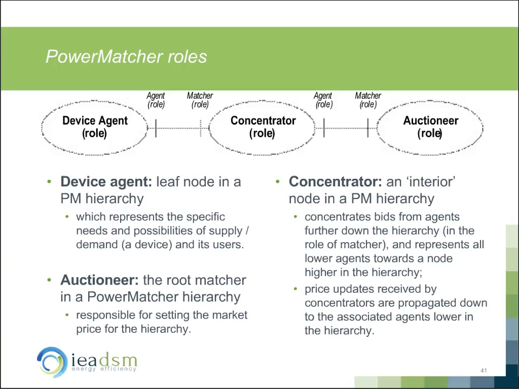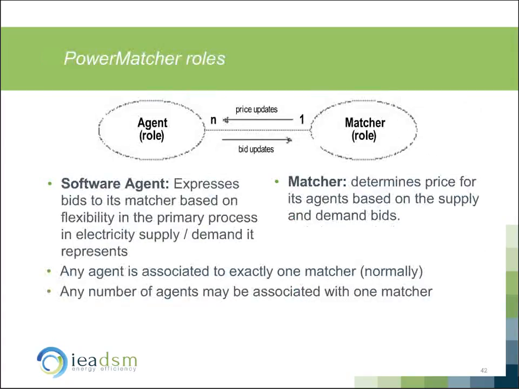And in this sheet, you can see the different types of agents. So actually you have three types. You have the device agents, which are at the end, a leaf node in a Power Matcher hierarchy. And in the device agents, the different attributes of a certain type of primary process are mapped. Then you have the concentrator that concentrates the bids from the agents and also defines the hierarchy. And in a Power Matcher application you can have the concentrator mapped on physical devices in the grid, and in that way also deliver services which can be operated locally.